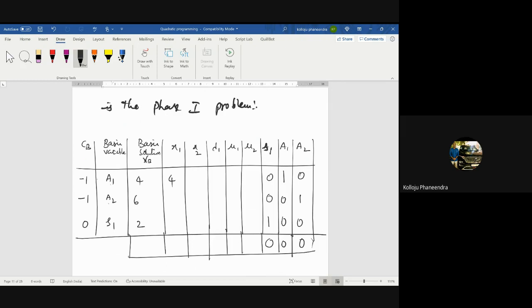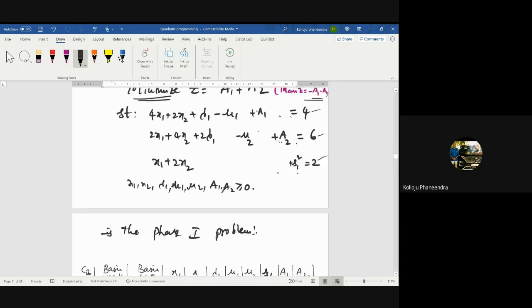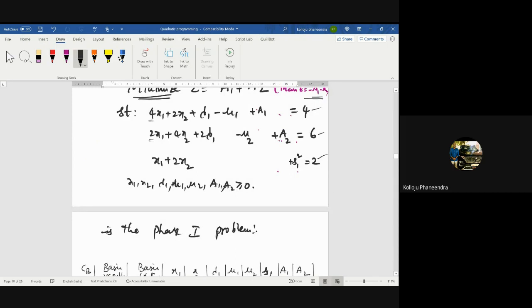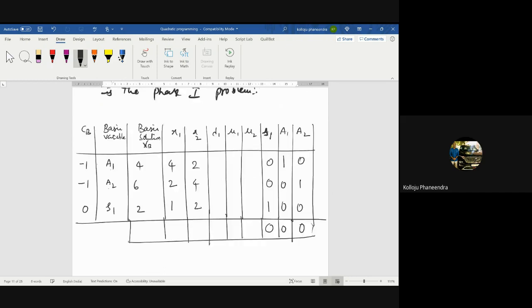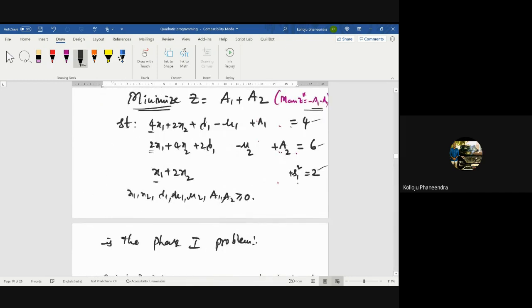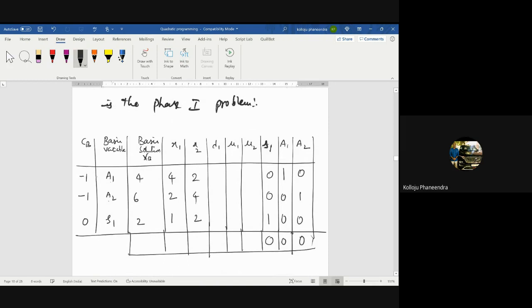Now the x1 column from the given system is 4 2 1. Okay, now write that: 4 2 1. The x2 column is similarly 2 4 1. And the lambda 1 column is 1 2 0. Lambda 1 column 1 2 0. And what is the mu1 column? Minus 1 0 0. Mu2 column 0 minus 1 0. Right? All are over. Now what are the net evaluations?